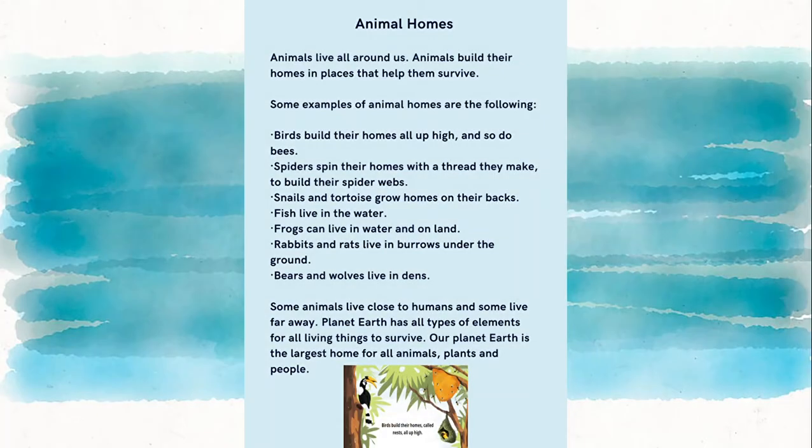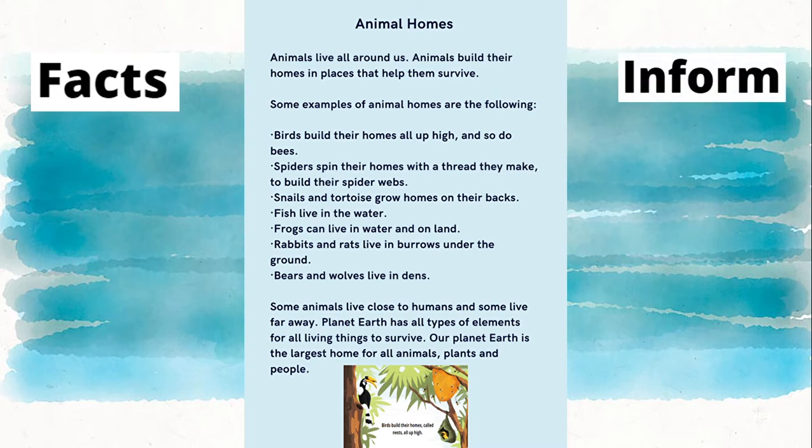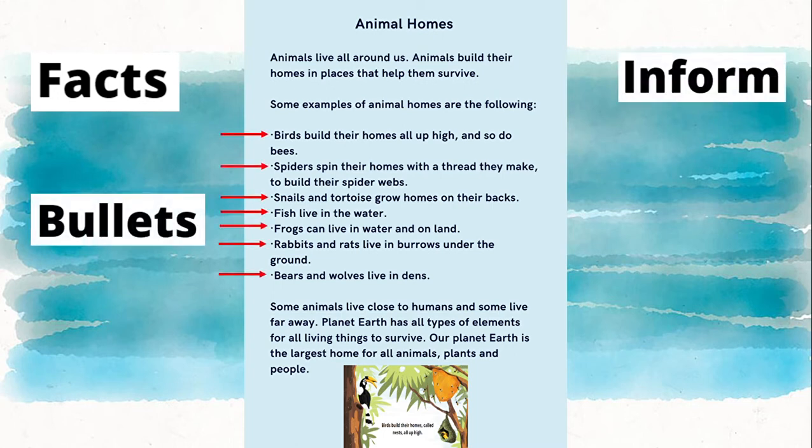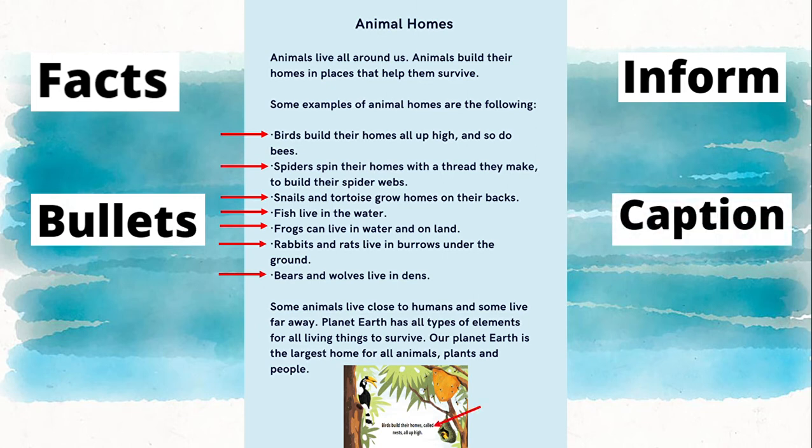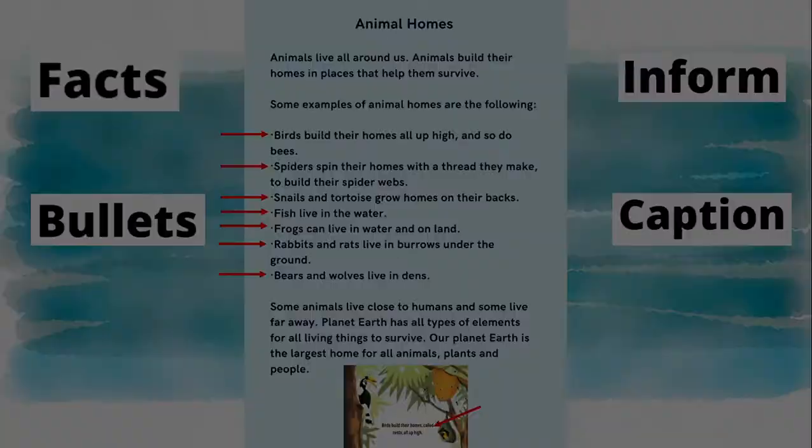As you see, this informational text has some characteristics. Informational texts explain facts, real information. The purpose is to inform. Sometimes, the information is organized in bullets. They may contain images, with a brief explanation below, named caption.